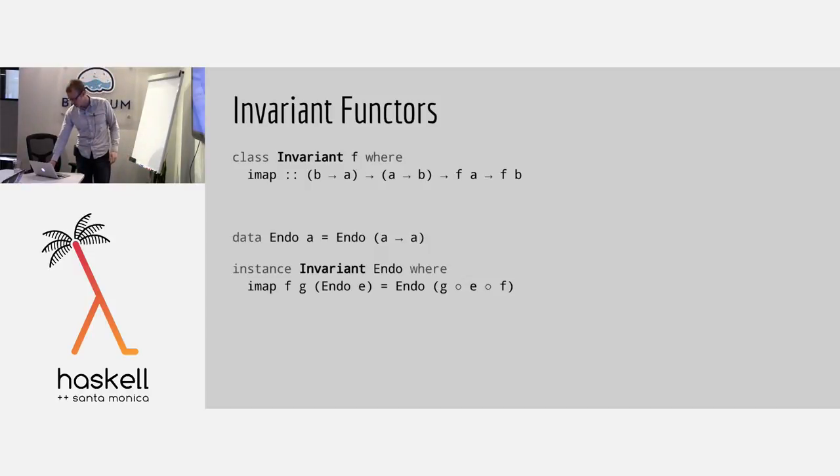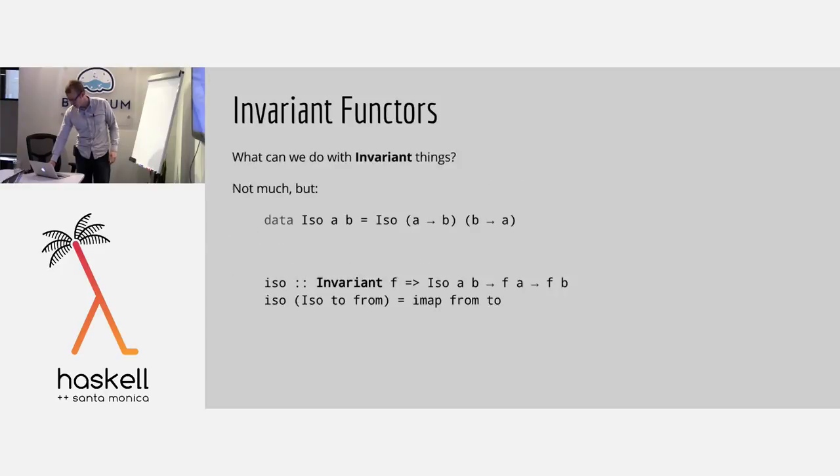So invariant functors aren't used all that widely. What can we do with them? Not very much, but here's one operation that you can do. If you have an isomorphism between a and b, an isomorphism is a pair of functions that are inverse to each other. We have a function from a to b, and then we're able to invert it, so we have a function from b to a, and these things should cancel each other out. If I take an a and apply the first function and get a b, and then apply the second function and go back to an a, I should get the a that I started with. Similarly, if I start with a b and go to an a and go back to a b, I should get the b that I started with. That's an isomorphism.